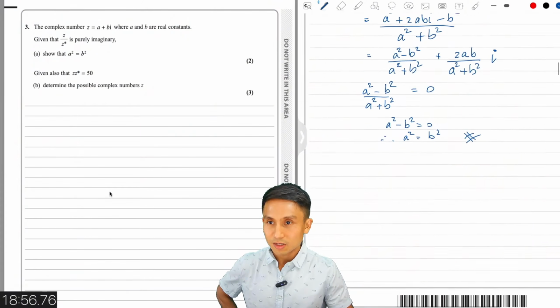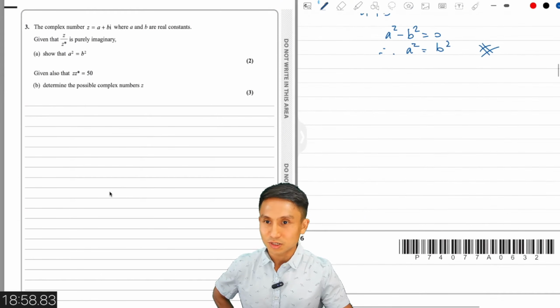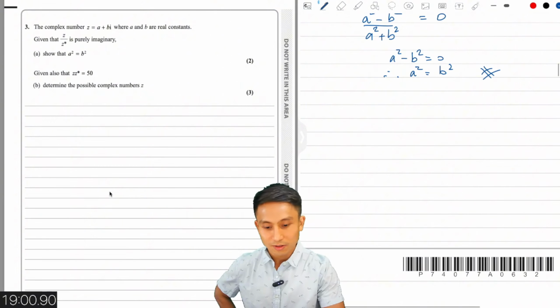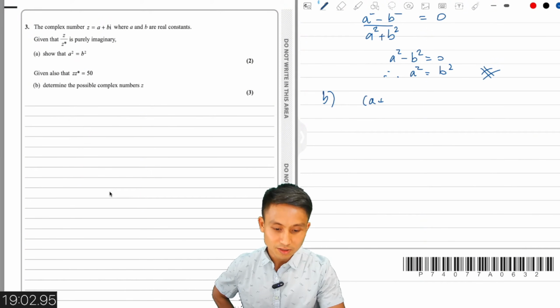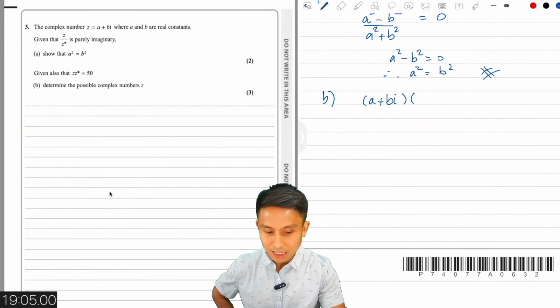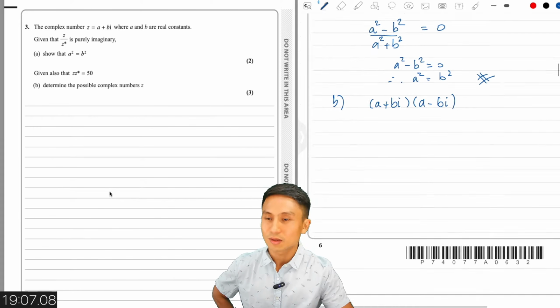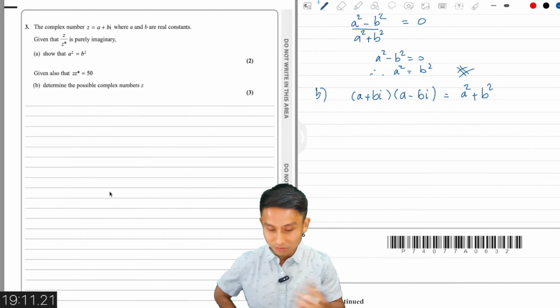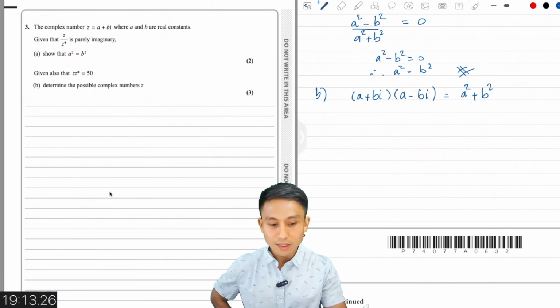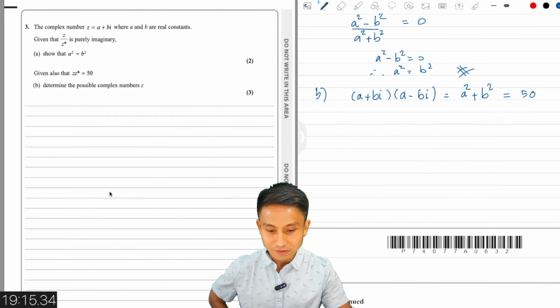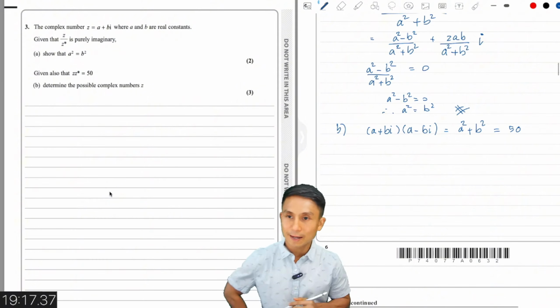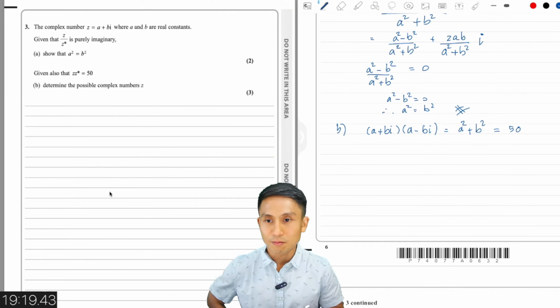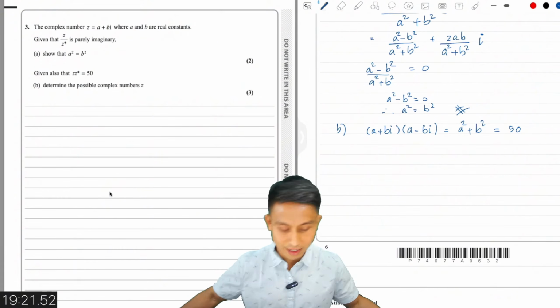Given also that z times z conjugate is 50. Okay, so part B, it's just a plus bi times a minus bi, right? That would be again a squared plus b squared. Again, I'm just doing it again. And we're given that this is 50, right? Yeah. Determine the possible complex numbers z.